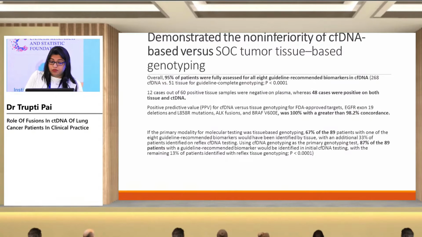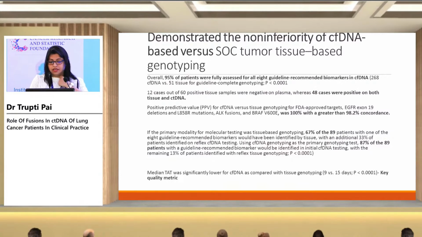And now the important thing is, when the primary modality was tissue based, only 67% of the patients were identified by tissue as against 87% when cfDNA was used as a primary modality. So this study demonstrated the non-inferiority of cfDNA based versus standard of care tumor tissue based genotyping. So this was a very important study, the Nile study.